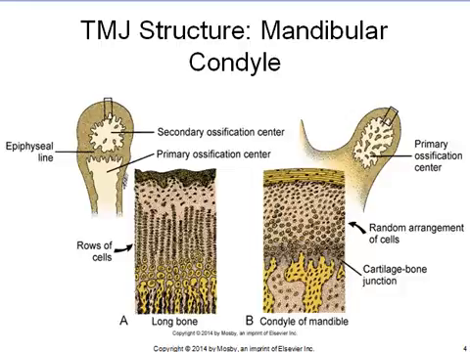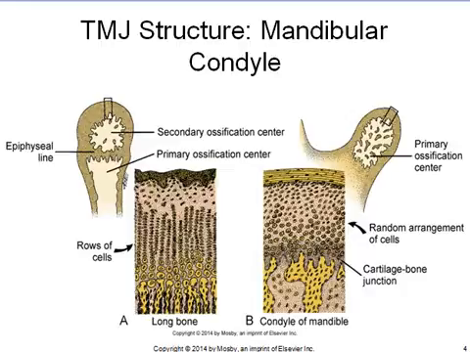This image compares long bones to the cartilage bone in the condyle. The similarity is that the heads of the condyles and the long bones demonstrate similar growth patterns. New cartilage cells appear first, next cartilage matrix around these cells develops and is then replaced by bone.